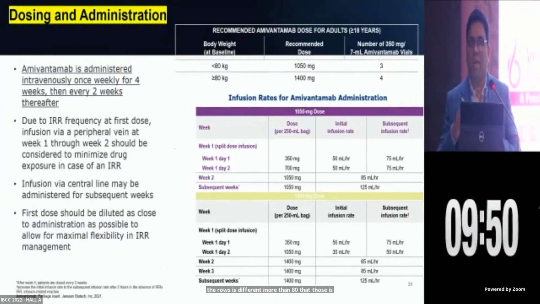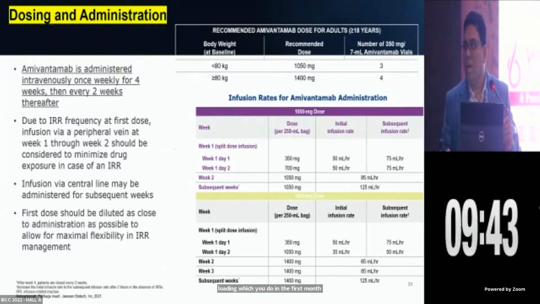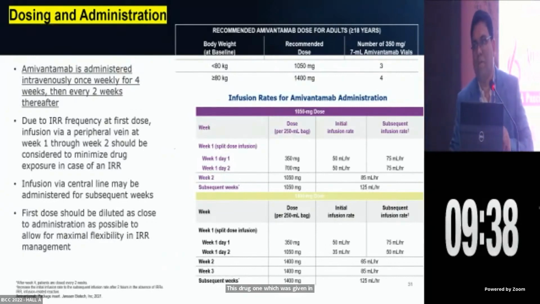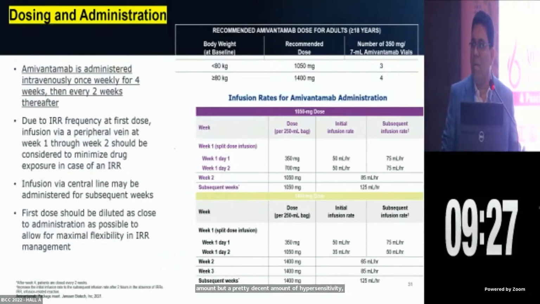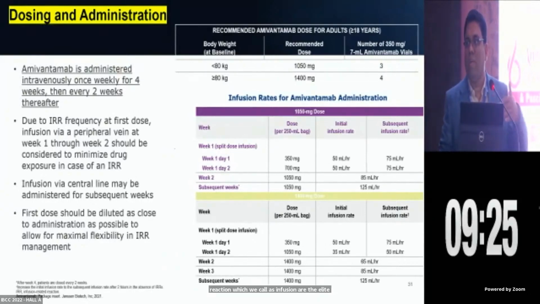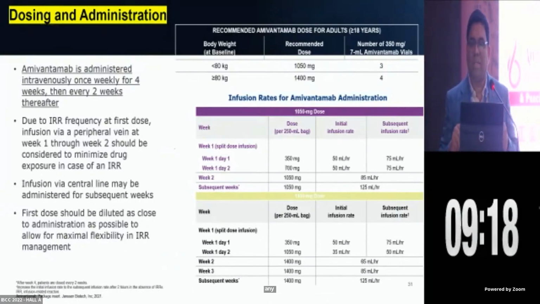You need to have something kind of a loading, which you do in the first month. You give weekly injections, and then it is 2 weekly. This drug, when given initially in its phase 1 studies, actually led to, I won't say a high amount, but a pretty decent amount of hypersensitivity reaction, which we call infusion-related reactions. Hence, the company overcame that not only by giving Avil or other anti-allergic medications, but they also split the dose. So the first dose gets split.